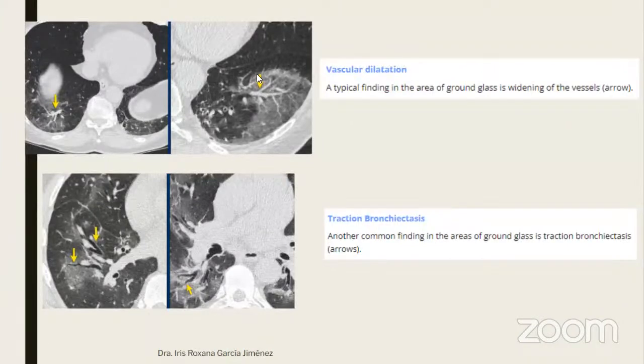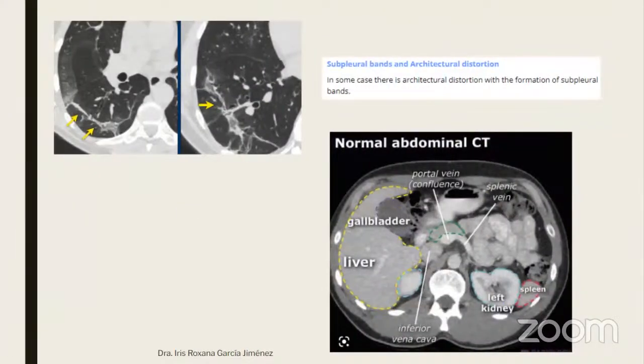Now we are checking vascular dilatation and traction bronchiectasis in this next slide. These are just examples for catching how they look, okay? We've got supraneural bands and architectural distortion. You can evaluate, like in this cut, everything from skin and inner as you want.